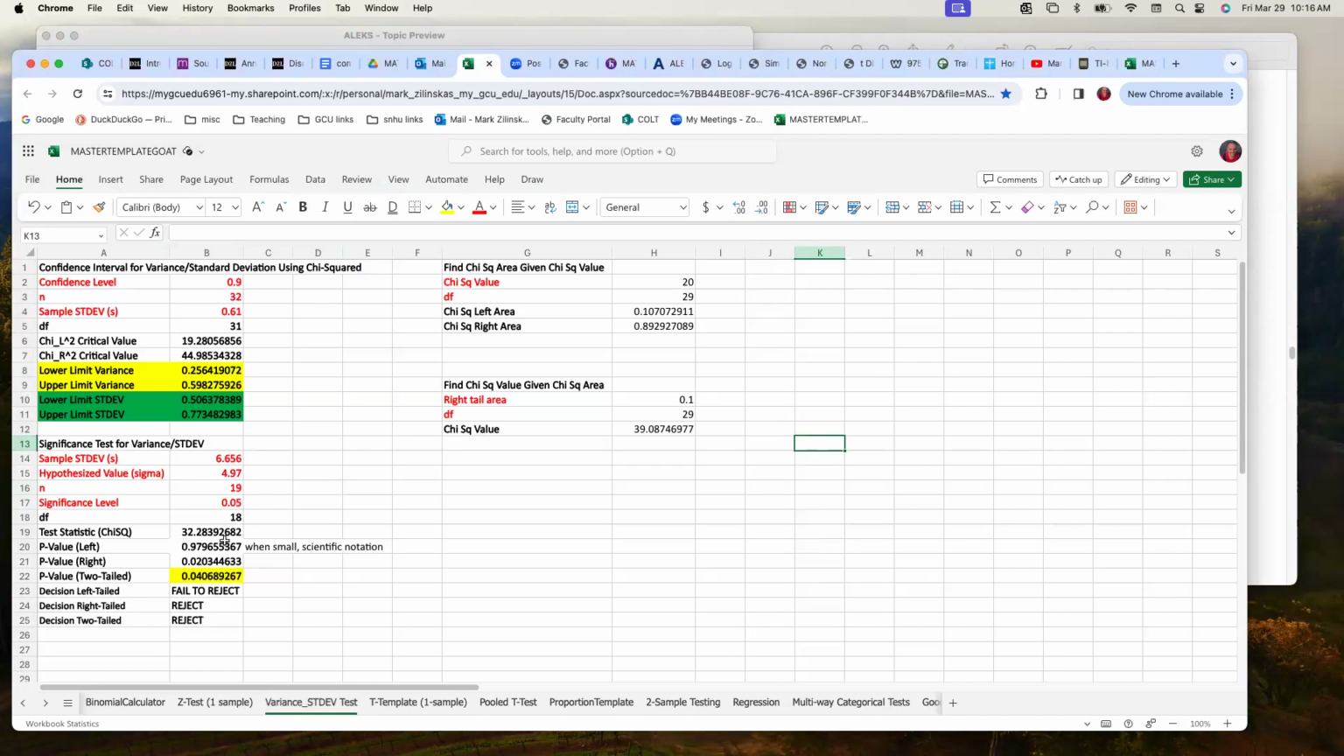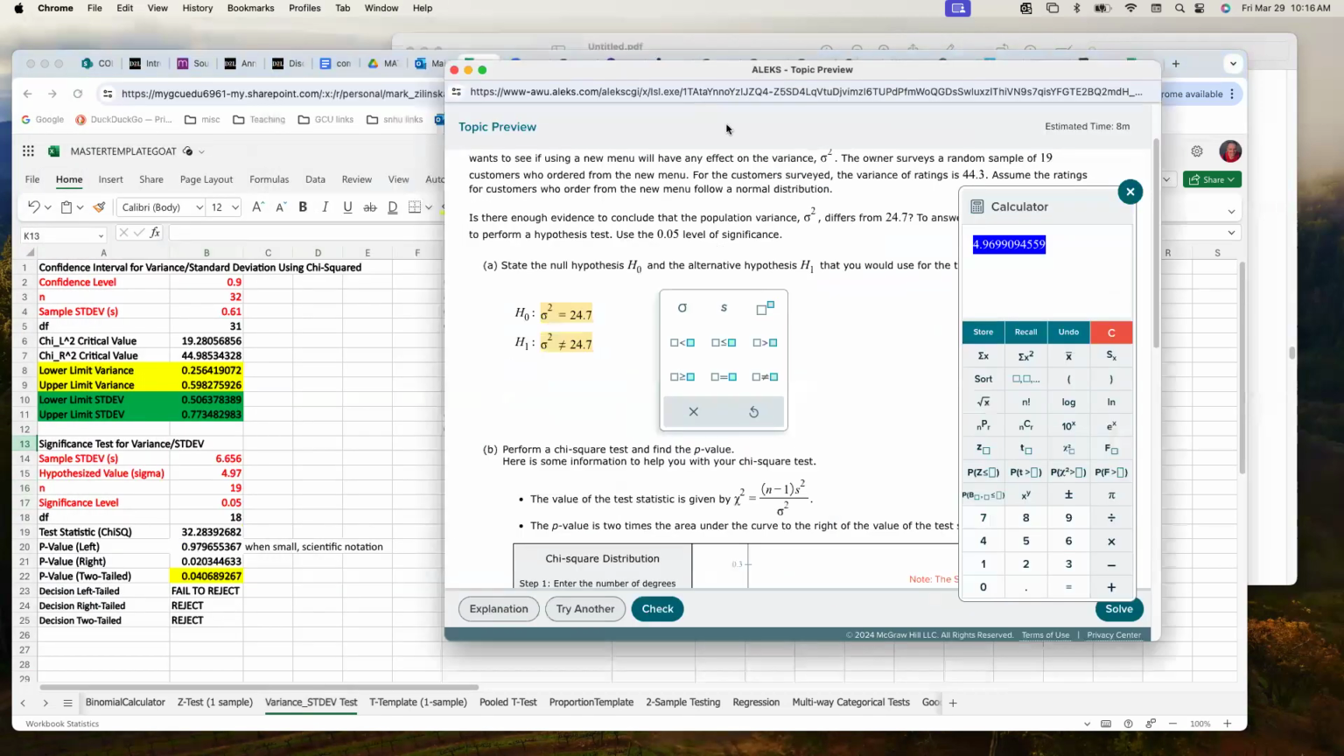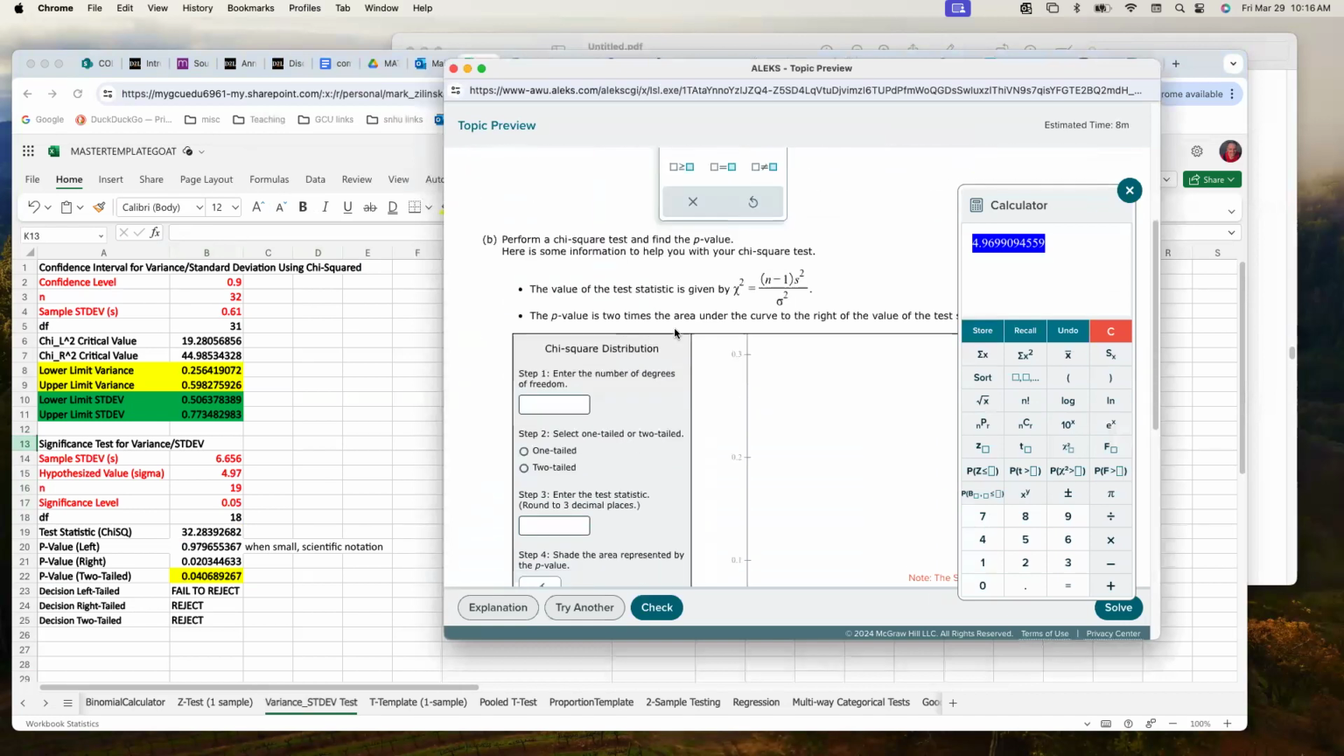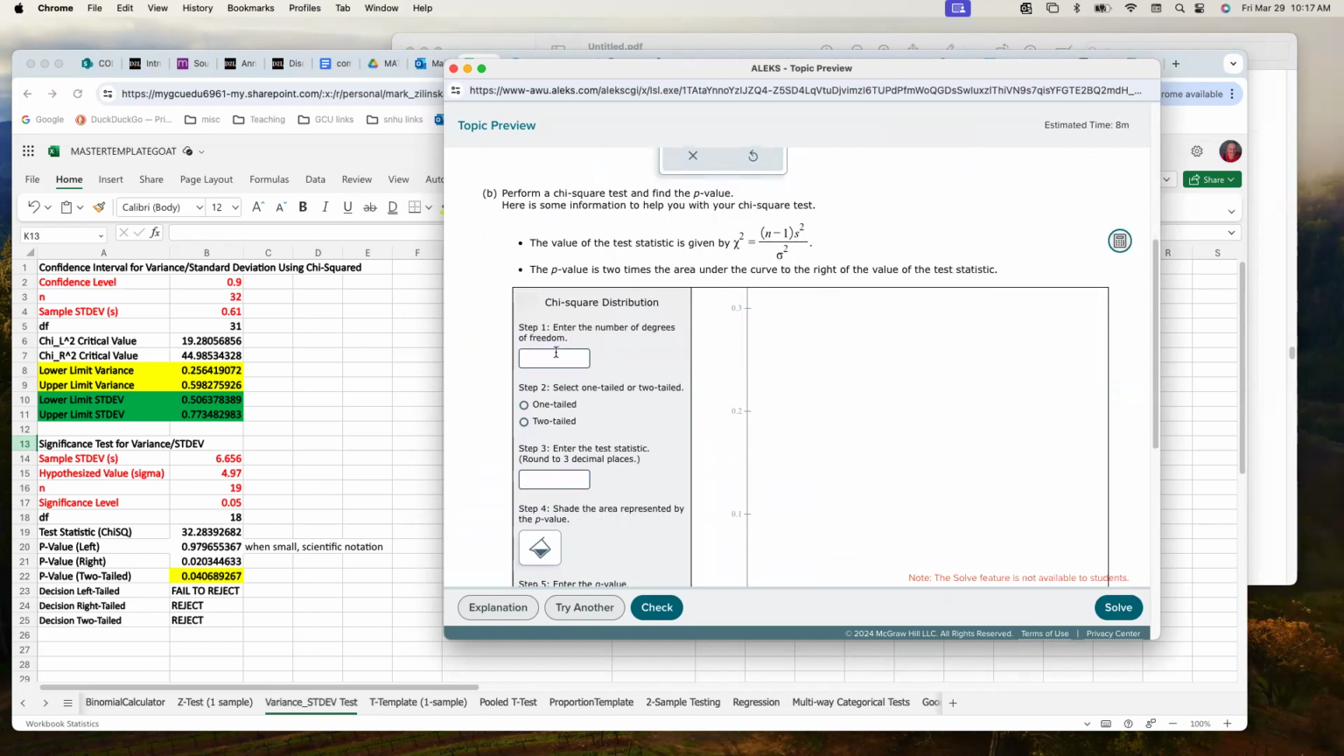So they give us our degrees of freedom. They give us our test statistic. And they also give us the two-tailed p-value. Okay, so all this stuff is kind of given for you here. So let me drag this over here so that I can get this out of the way. And so we'll just start punching this stuff in here. So our degrees of freedom, it's 18. We're doing the two-tailed test.